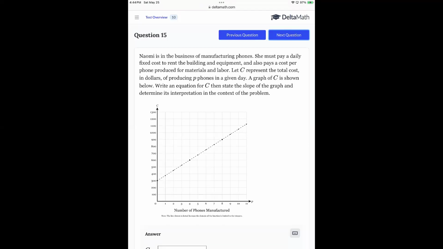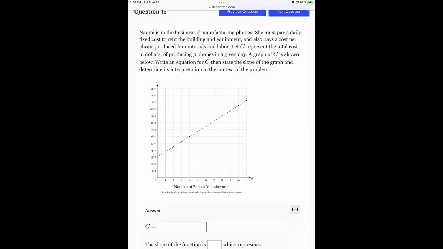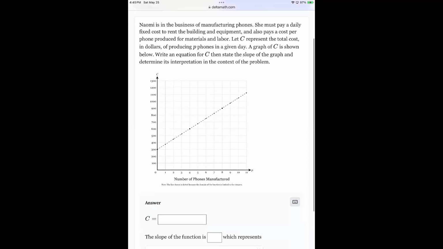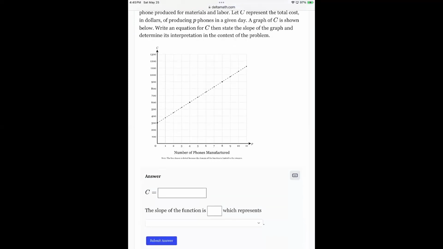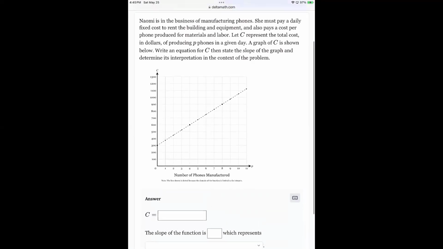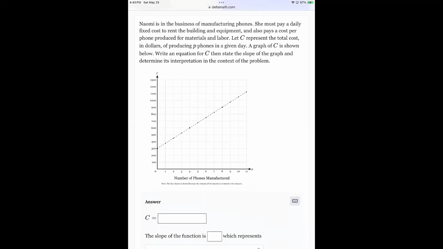All right, guys, this is a little different kind of equation or question. This one, they're going to ask you for the slope and the equation of the line, but the most important part is they want you to tell them what the slope actually means. So we're going to come up with the equation. They want us to find the slope, and then they want us to tell what the slope actually means. So let me read this real quick.